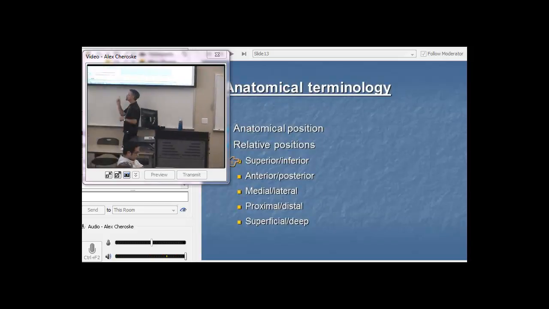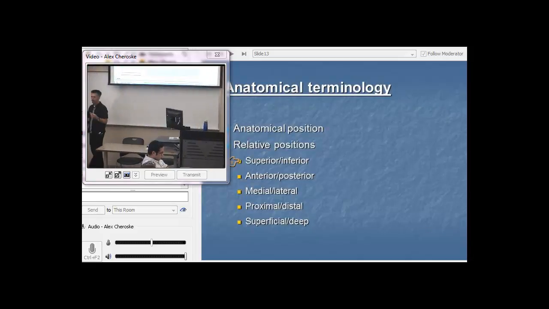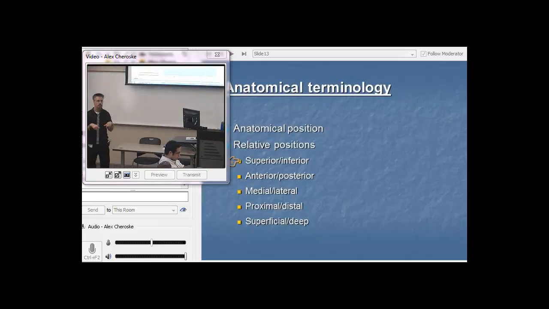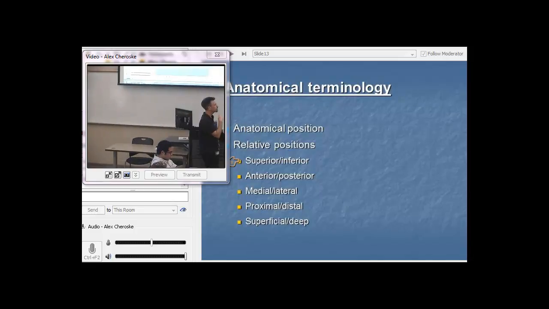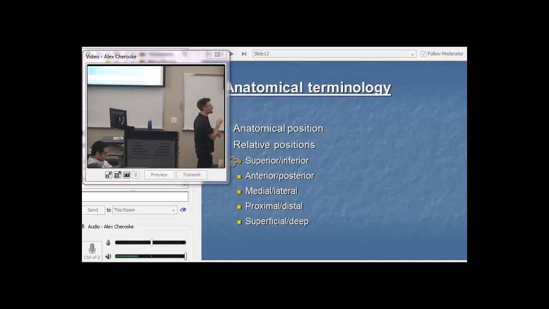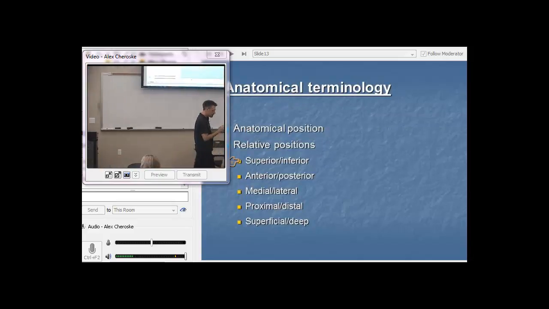So superior and inferior, these are pretty straightforward. Superior means above, and inferior means below. Okay, so we were talking about that before, right? So my nose is superior to my mouth. Now that being said, you always have to say what two things you're comparing.